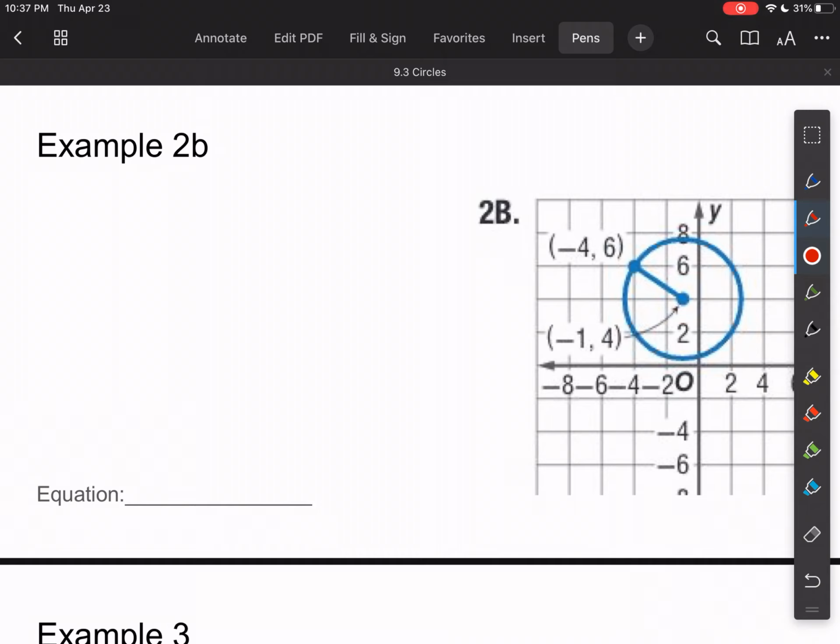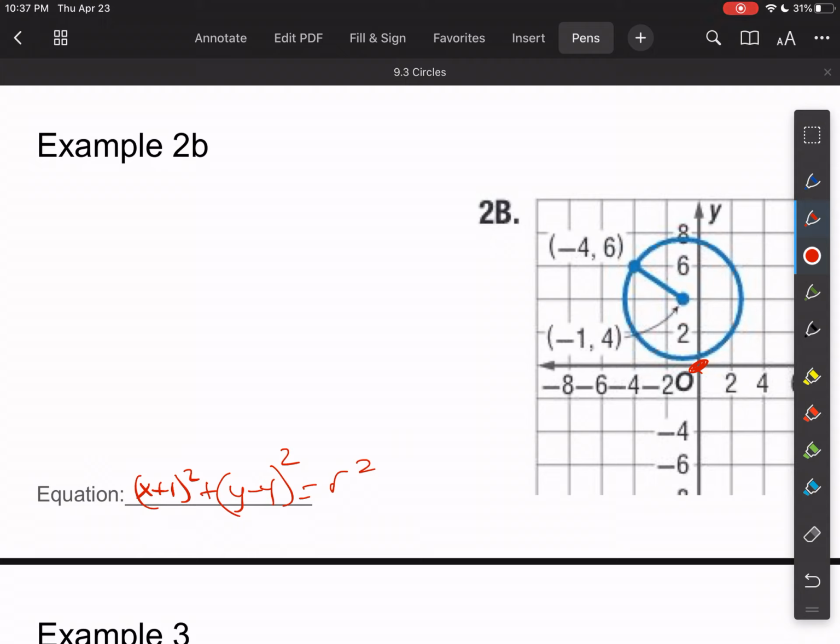The only thing that's different is now that we have a movement, right? We didn't start at 0, 0. Now we started at, it looks like, 1, 4. So for my equation, in the x direction, I went to the -1, so it would be x plus 1 squared. The -1 makes it go to 0. And then for the y, I went up, so it's going to be y minus 4 squared, since I went up 4, is equal to r squared.